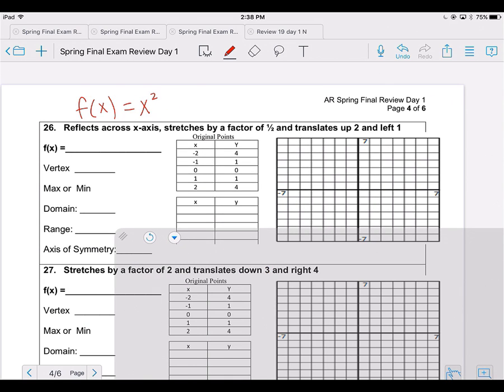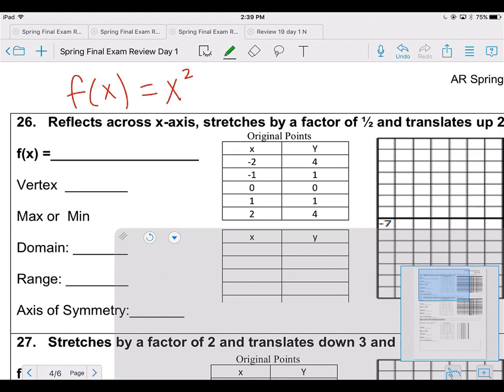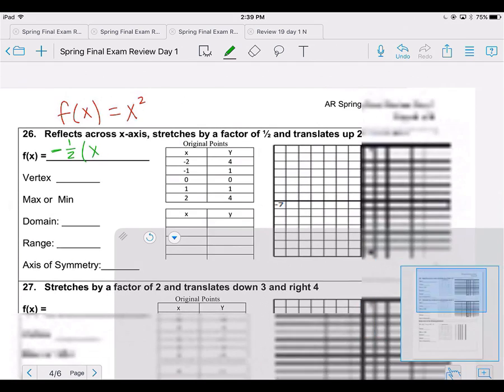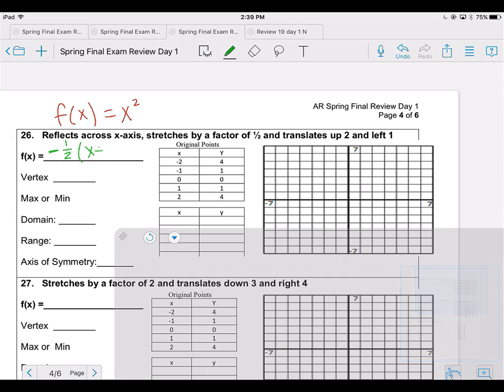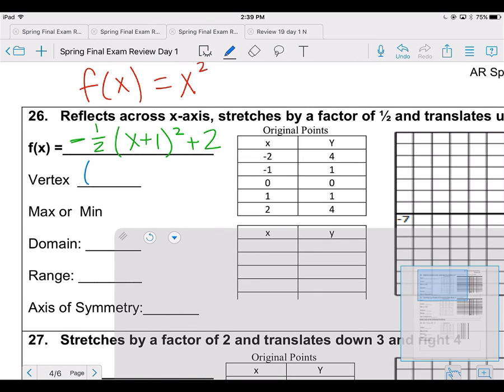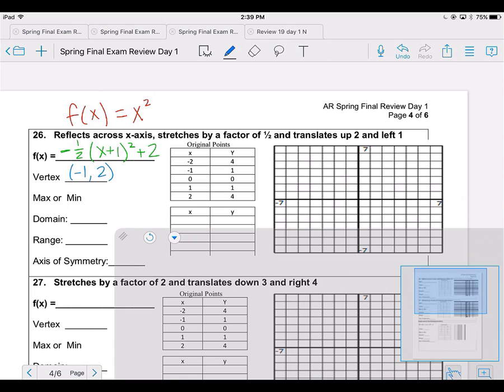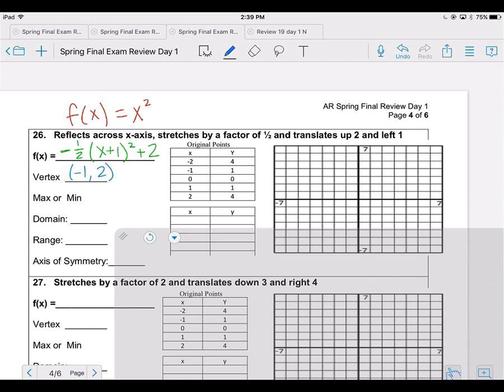Problem 26 asks us to reflect, stretch by a factor of 1/2, translate up 2, and left 1. To reflect, we need a negative in front. To stretch, we need a 1/2 in front. Inside will be our left or right. Left is a +1. And then to go up 2, we will add 2. Remember that your vertex is always the opposite of what's inside with x, the same as what follows. And this point from the origin would go left 1, up 2.